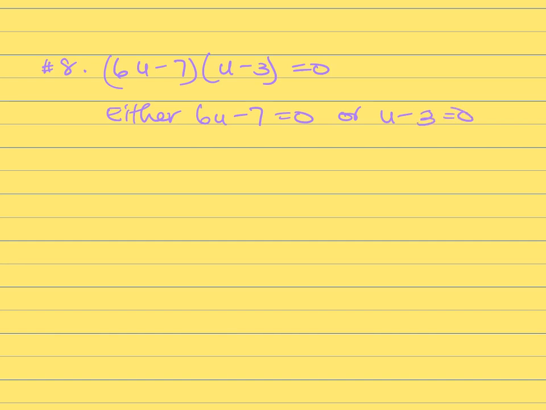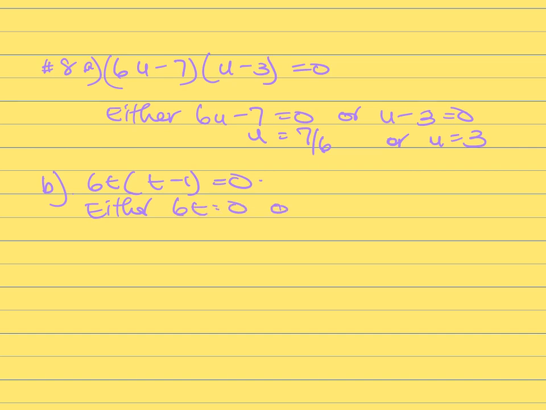Number 8, they want you to solve the equations. So (6u minus 7)(u minus 3) equals 0. So either 6u minus 7 equals 0 or u minus 3 equals 0, which means that u equals 7 over 6 or u equals 3. 8b, 6t(t minus 1) equals 0, either 6t equals 0 or t minus 1 equals 0, which means that t equals 0 or t equals 1.